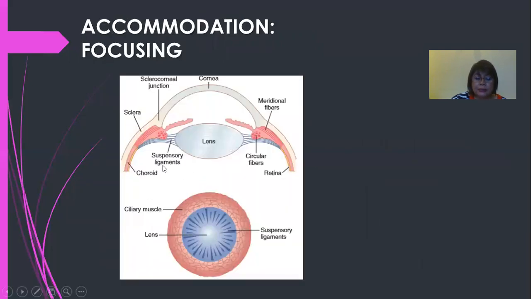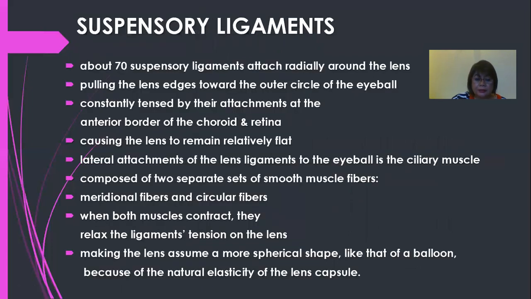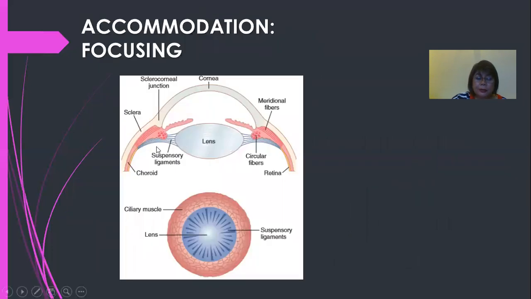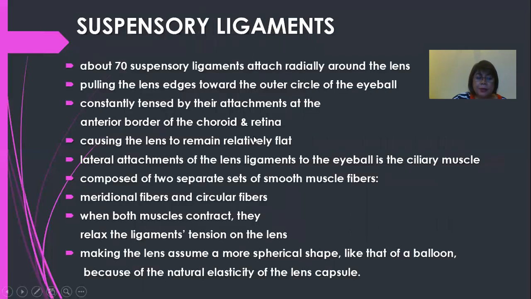So this is a rear lens. It is more or less flattened. You have suspensory ligaments and ciliary muscles around it. About 70 suspensory ligaments attach radially around the lens, pulling the lens edges toward the outer circle of the eyeball. This makes it constantly tensed by their attachment at the anterior border of the choroid and retina, thus causing the lens to remain relatively flat.